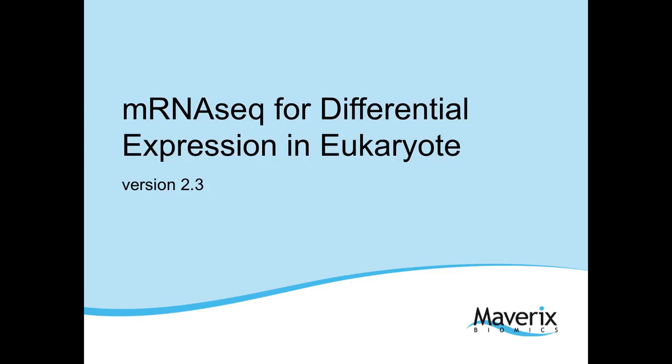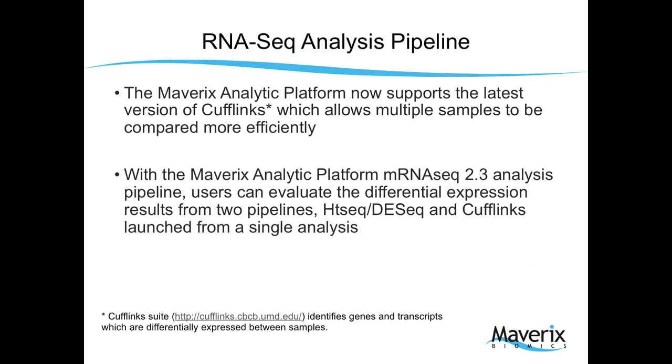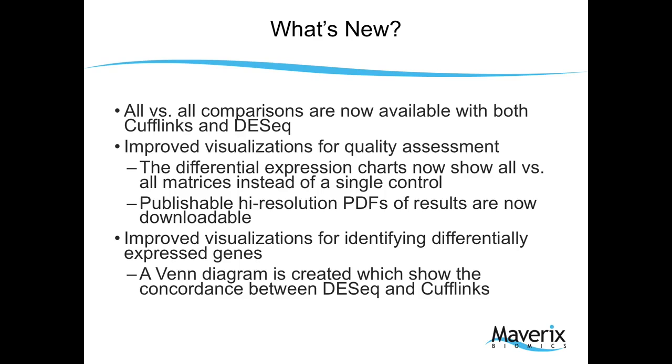This video will review the mRNA-seq for differential expression in eukaryotes version 2.3. The Maverix Analytic Platform now supports the latest version of cufflinks, which allows multiple samples to be compared more efficiently. Users can now evaluate the differential expression results from two pipelines, both DE-seq and cufflinks, all launched from a single analysis. If you're already familiar with the Maverix Analytic Platform, here are a few changes you will see.